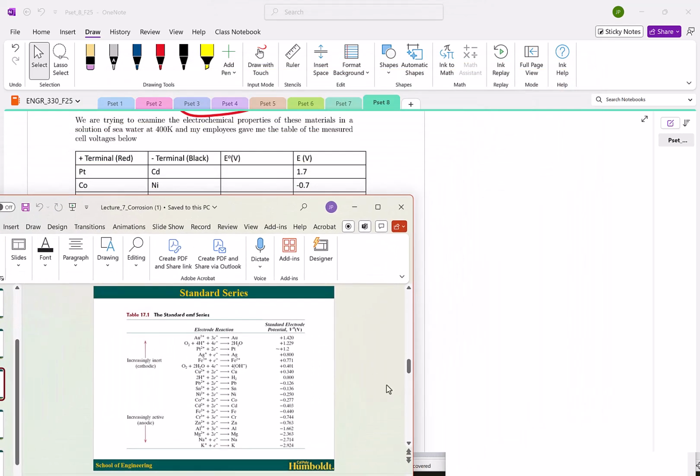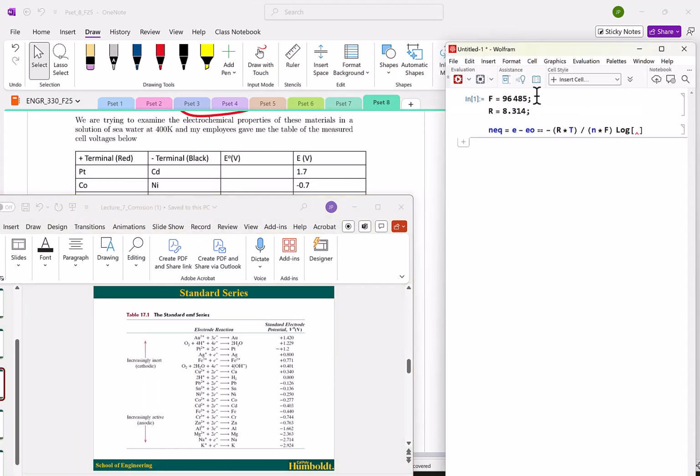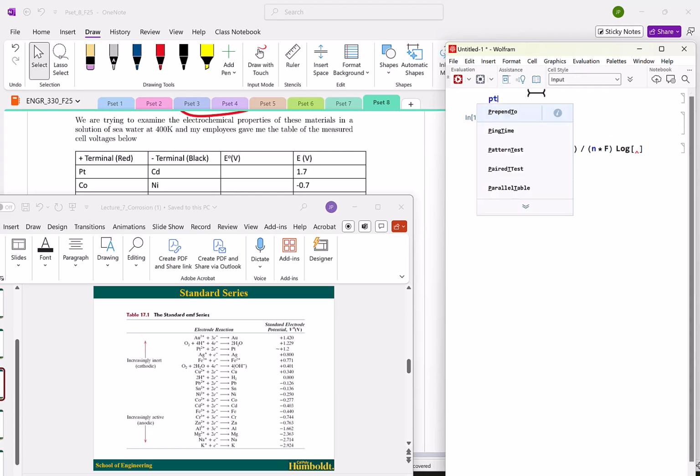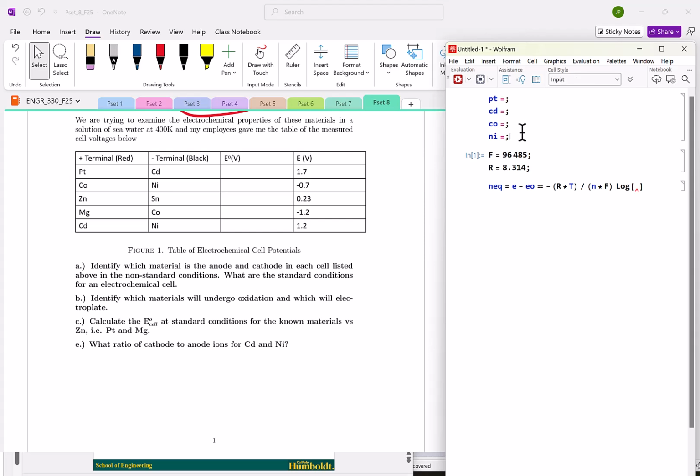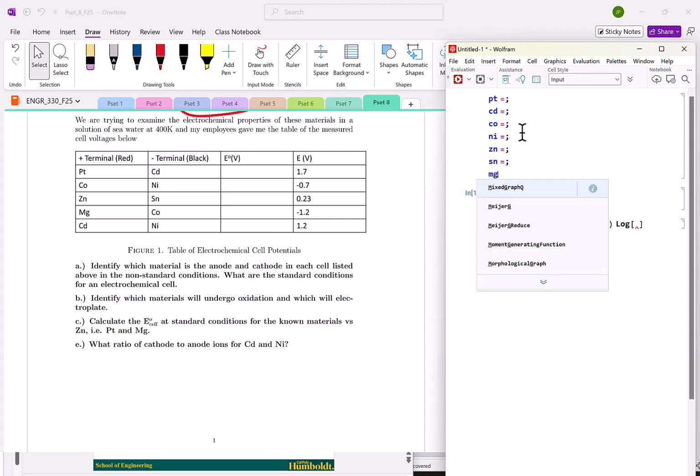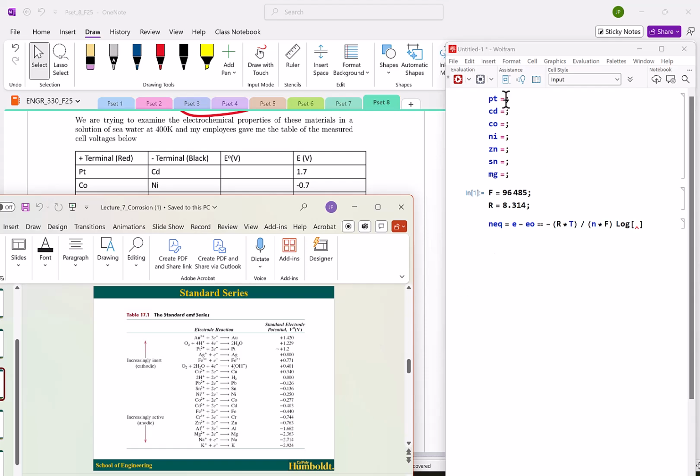Before I do that, this will be very helpful. I need to define Pt equals, Cd equals, Co equals, Ni equals, Zn equals, Sn equals, Mg equals. Let's go ahead and look up our standard values in the table.